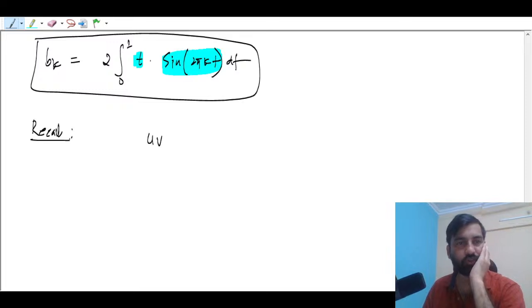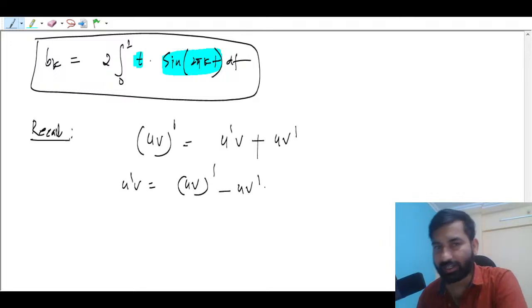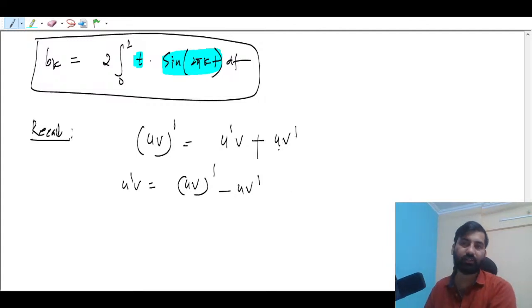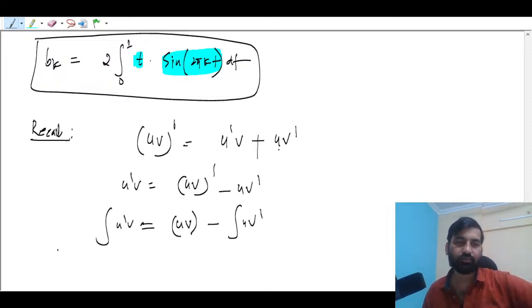So suppose I want to differentiate a product. It is nothing but u dash v plus u v dash. Now what we can do here is say that u dash v is nothing but (uv) dash minus u v dash, right? You can write it like this, taking this term to that side. Now you can integrate both sides. So if you are integrating u dash v, the integration of this is nothing but uv only, minus the integral of u v dash, with respect to t, or whatever variable.